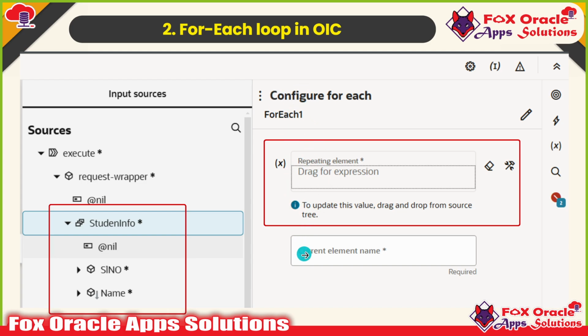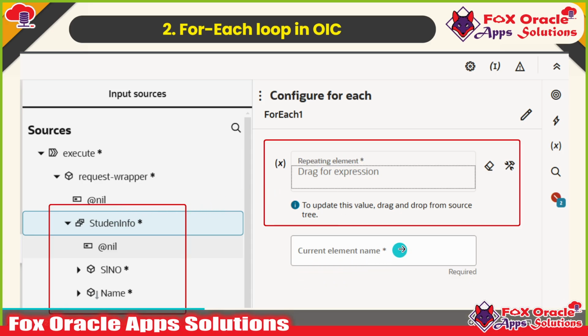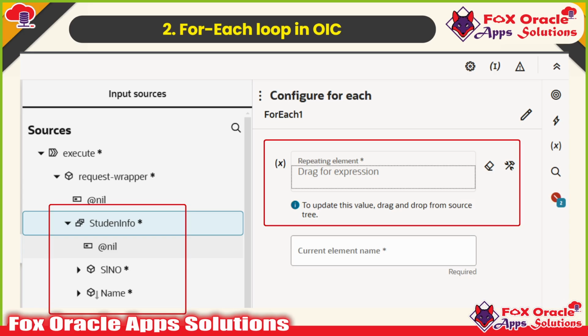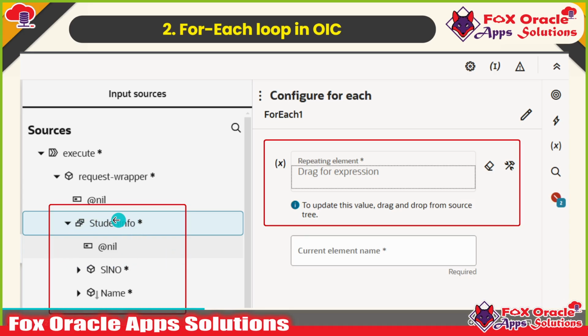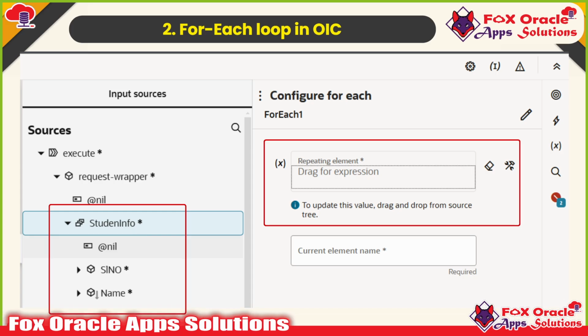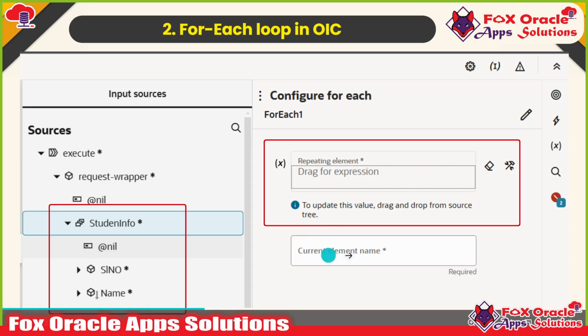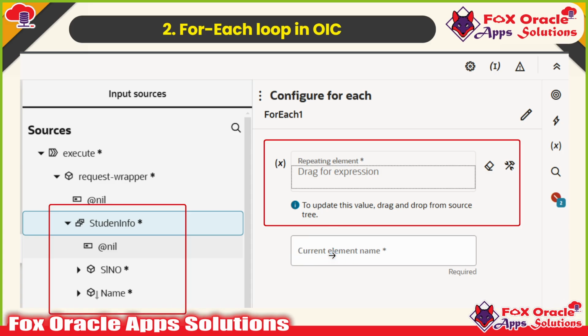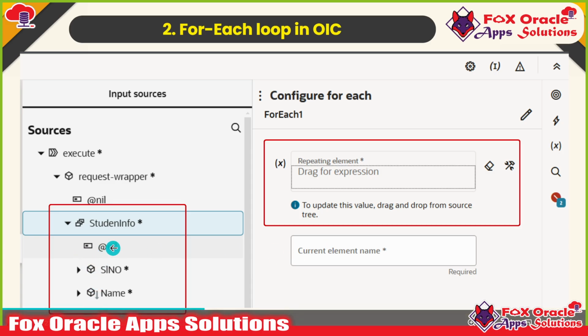Once you configure your for-each loop in OIC, it will ask you to provide the repeating element node. Once you provide it, it will ask you to provide the current element name. This current element name is just like a looping variable. For example, we have four records coming from this array, so the loop will iterate four times, and each time it will store one record. That's why we require one variable here. Whatever element name you provide will be treated as a variable, and that variable will store all the columns inside the repeating element.